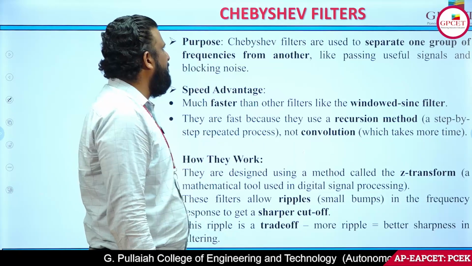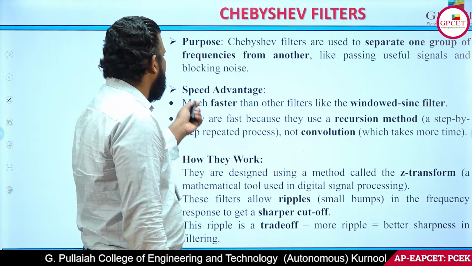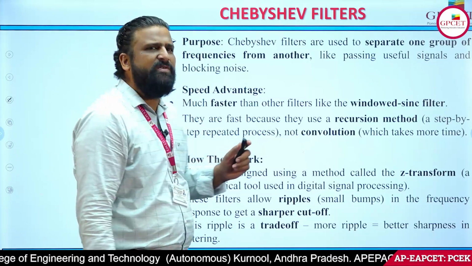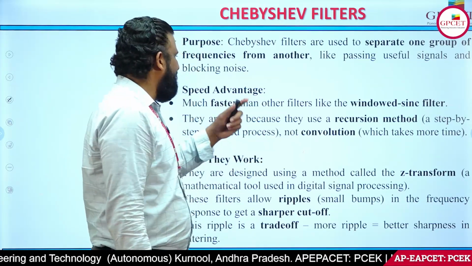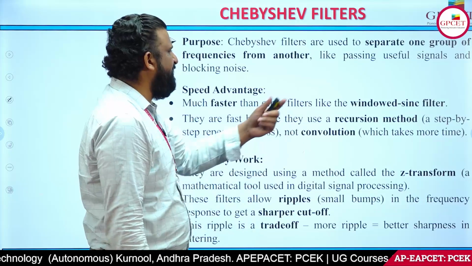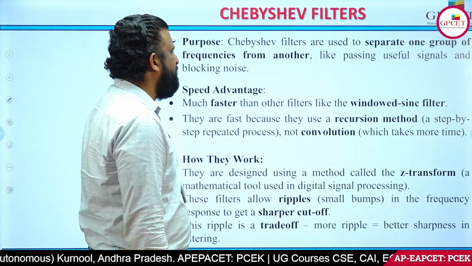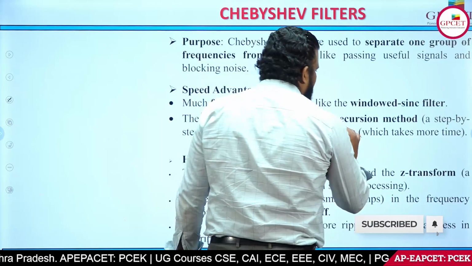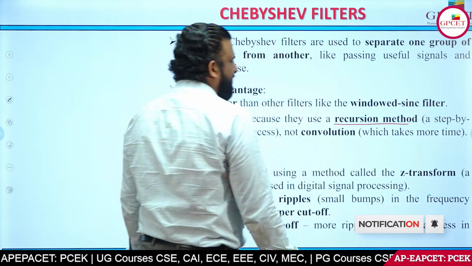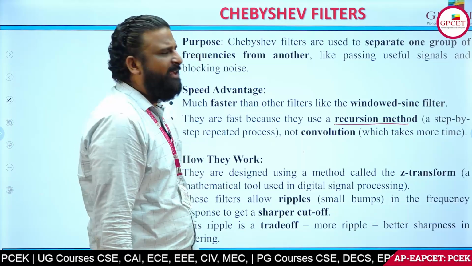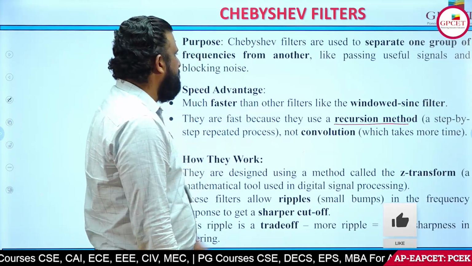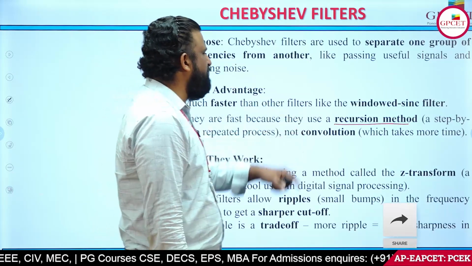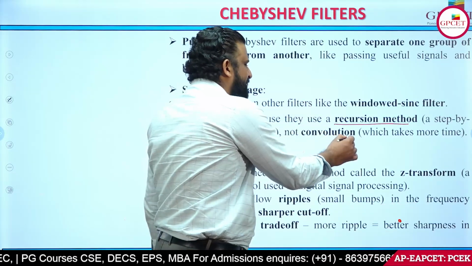And based on this, one of the good advantages present in the Chebyshev filter is speed. It is much faster than filters like windowed sinc filters or Butterworth filters. Why? Because they use the recursion method. Because of this method used by the Chebyshev filter, it is fast. A step-by-step repeated process takes place. Instead of convolution, this uses the recursion method.